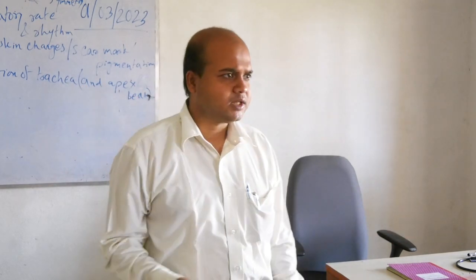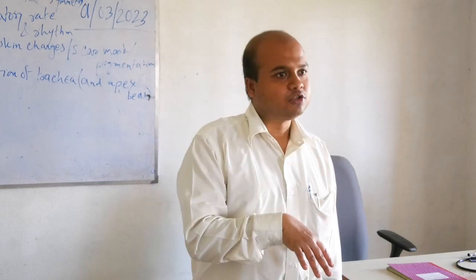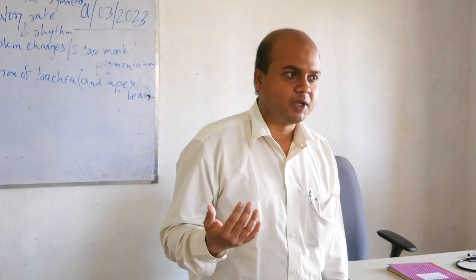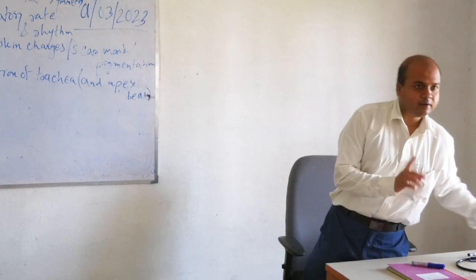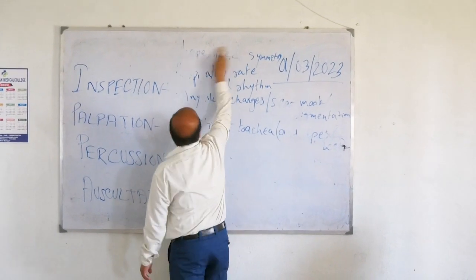I think one separate class may be taken on apex beat. That will come later, but this also comes under inspection of the respiratory system. So position of the trachea and apex beat are the points to note in inspection. Now see what is to be remembered in inspection.